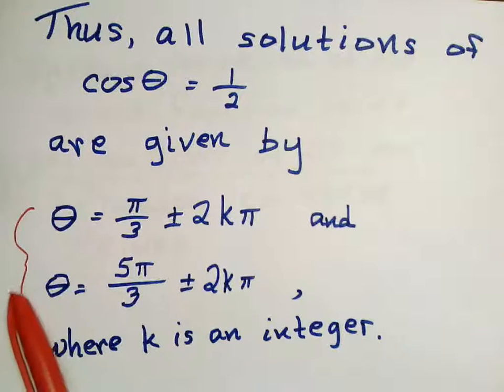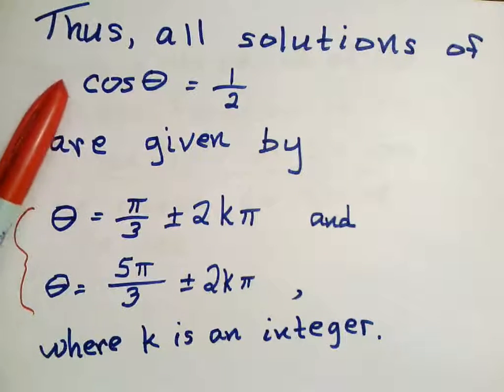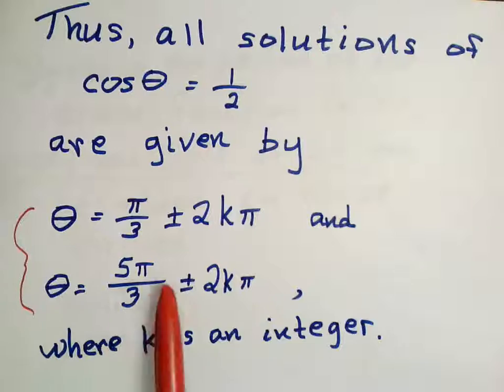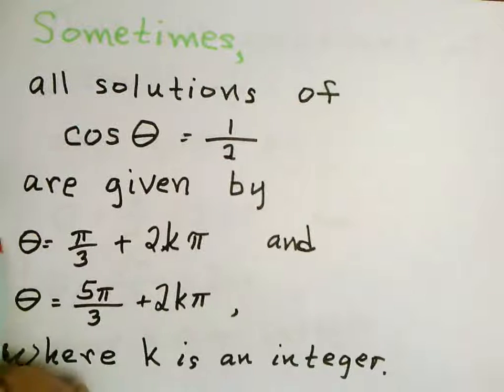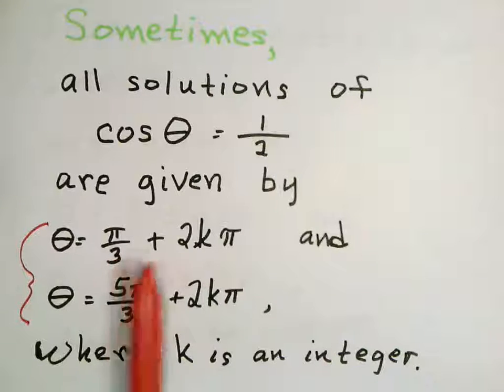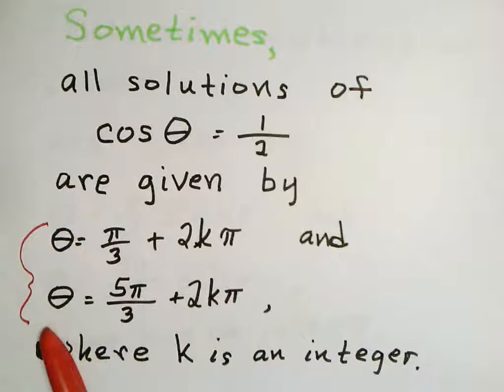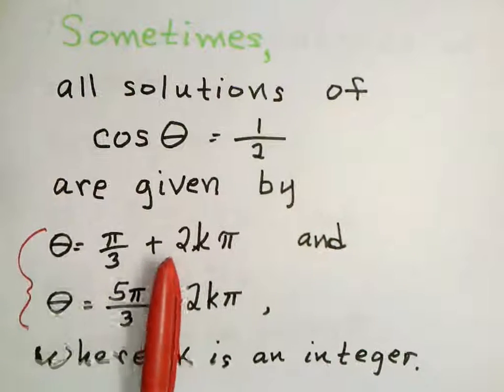So here, we've written out all the exact solutions to the solving of the equation cosine of theta is equal to 1/2. Sometimes authors don't put the plus or minus sign there. They will just put theta equals pi over 3 plus 2k pi, and theta equals 5 pi over 3 plus 2k pi. And they don't put the plus or minus because you see k is an integer. It gives you plus or minus 1 or plus or minus 2, plus or minus 3 like that. So that's why sometimes some authors don't put the plus or minus.